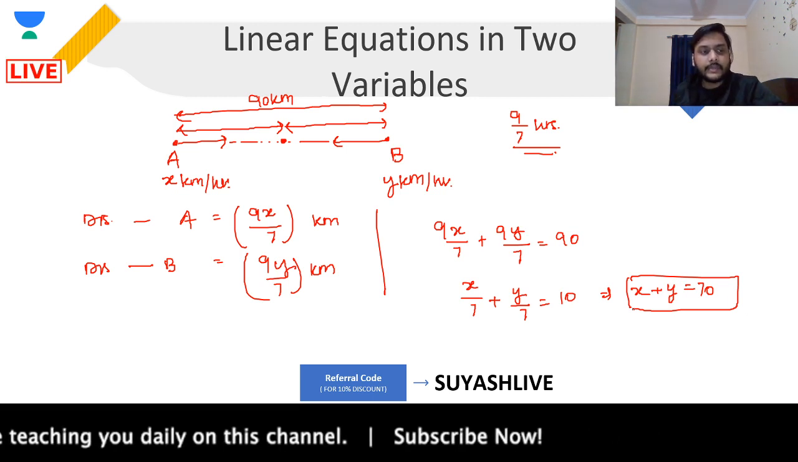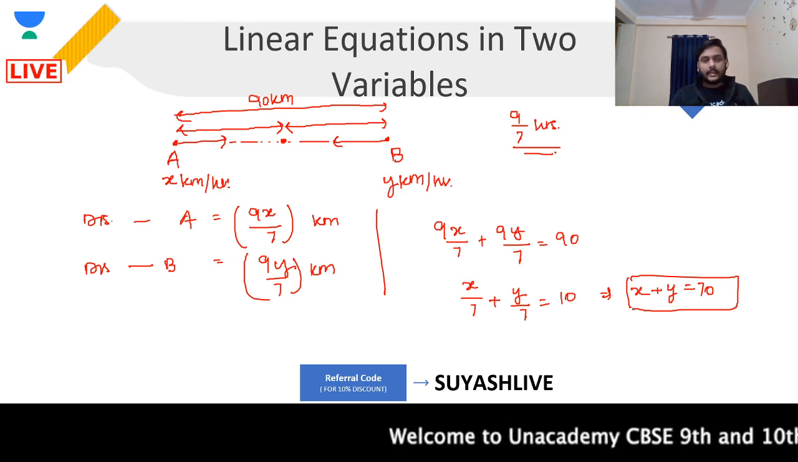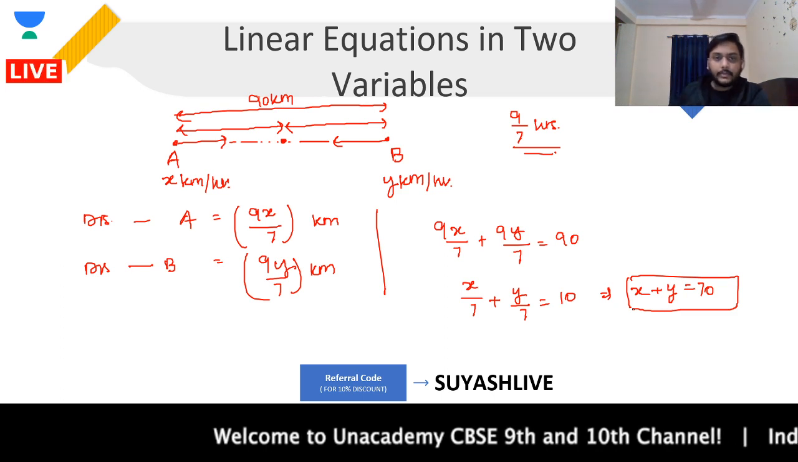First is that my x minus y is what? That my x minus y is 10. And second is that my x plus y is what? My x plus y is 70. The two equations that I'm getting are actually based on two scenarios.